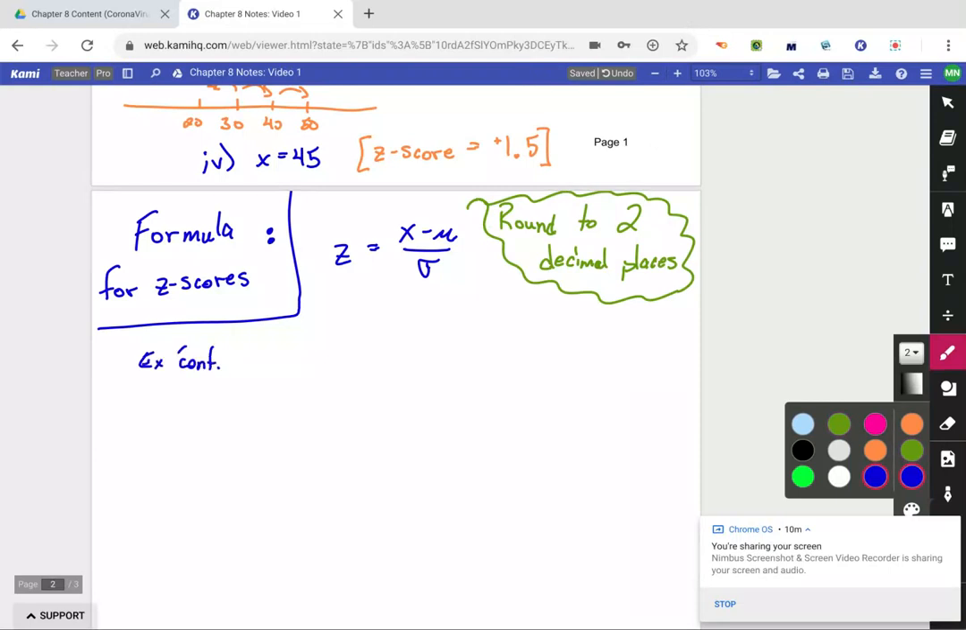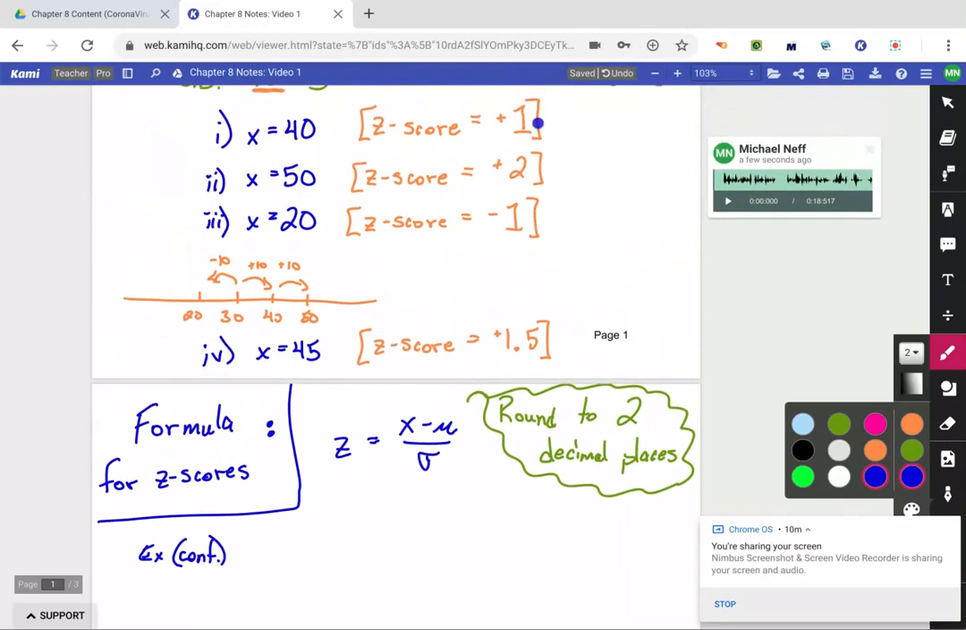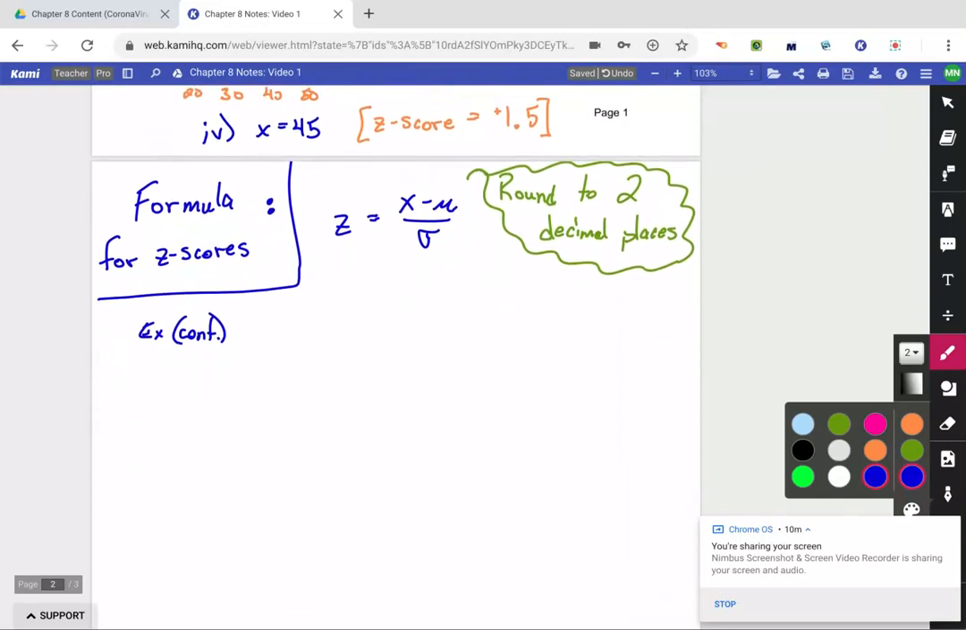I'll just call this example continued because we had numbers 1 through 4 up above. So I'll just start with number 5, for example. Let's say you had that same stuff. So I'll repeat that in case you're looking at this note. Mu was 30 and sigma was 10. Find the z-score for x equals 45.